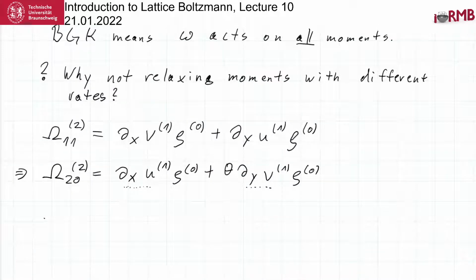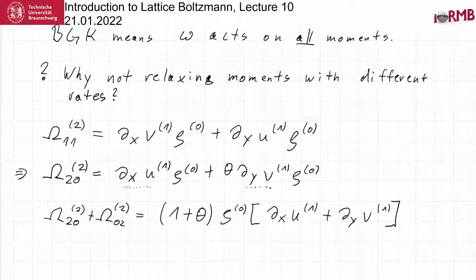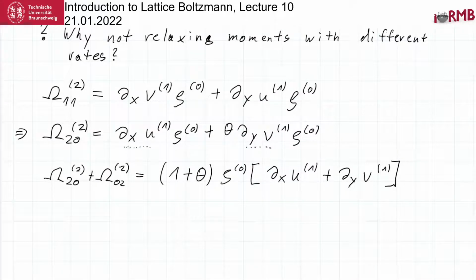Obviously, if there's an omega 2,0, then there's an omega 0,2, which behaves in the same way. And when we add these two things together, we can put in front of this 1 plus theta over rho 0, and this goes into dx u1 plus dy v1. Can anybody tell me what this here is?